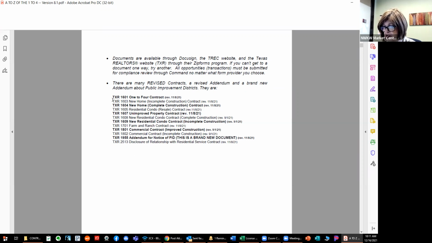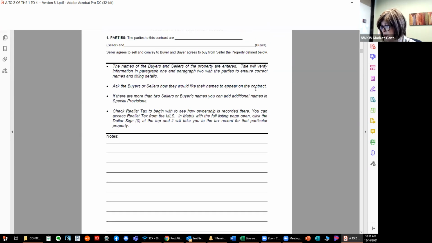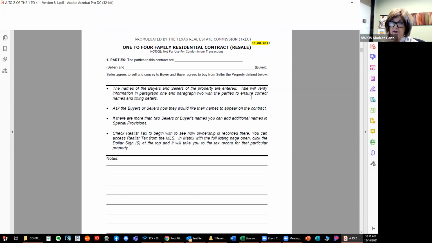These were the latest revisions of the documents listed there, so that you can just keep track of what's going on. The first paragraph of the 1 to 4. Do you want me to go through? Typically, I just go through my notes here. I've got paragraph by paragraph what it means, rather than going on the contract. I sent you a copy of the contract as well, if you prefer to look at that. Paragraph number 1 is all about the people that are involved in the contract. The parties of the contract are blank seller and blank buyers. Seller agrees to sell and convey to buyer, and buyer agrees to buy from seller the property defined below.